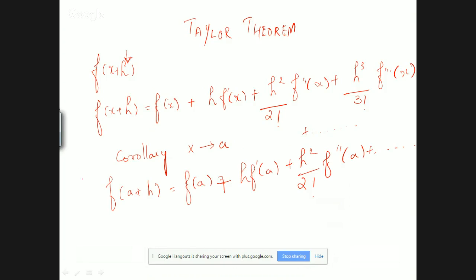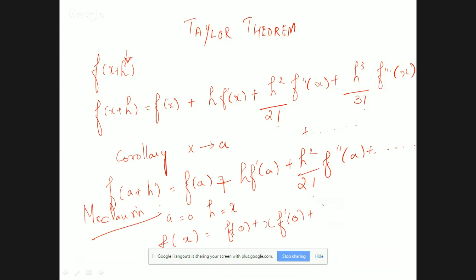Now, what is this Maclaurin theorem? Substitute a is equal to 0 and h is equal to x in the Taylor's theorem, you will get f of x is equal to f of 0 plus x f dash of 0 plus x square by 2 factorial f double dash of 0, and so on. This is the Maclaurin theorem. Shall we go into problems?